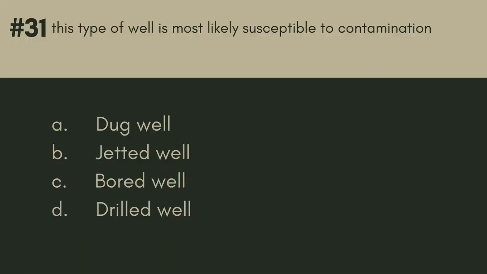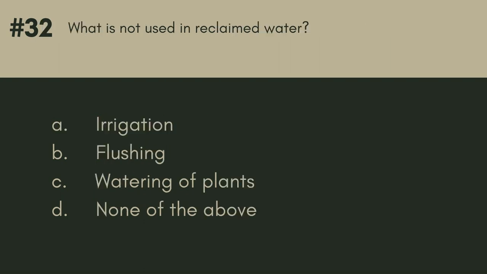Question 31. This type of well is most likely susceptible to contamination. A. Dug well. B. Jetted well. C. Bored well. D. Drilled well. The answer? It's a dug well. Dug well. This type of well is most likely susceptible to contamination.